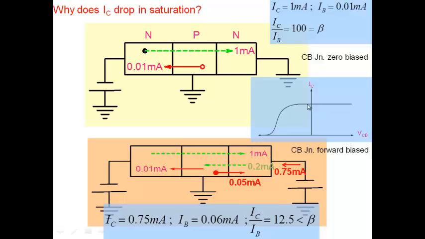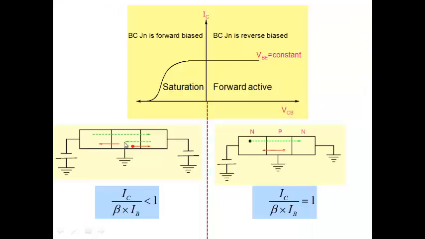You can say in principle, yes, the junction is forward bias. But that forward bias is so small that the effects of saturation have not come into play. So effectively, saturation begins in terms of its consequences in this region, when IC by IB becomes less than beta. Okay? So you can see the distinction between the two cases here.